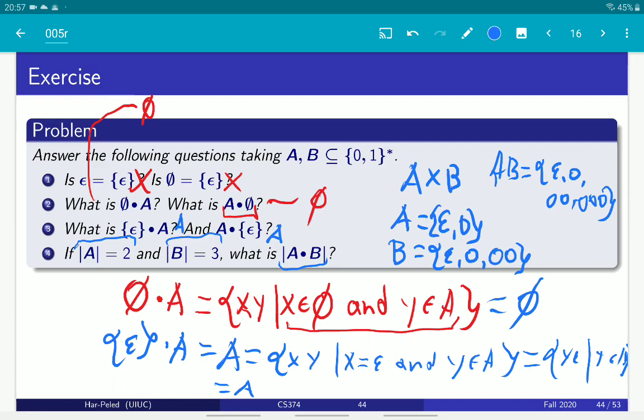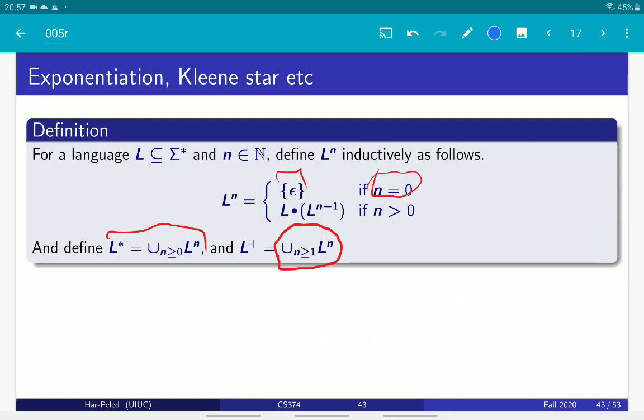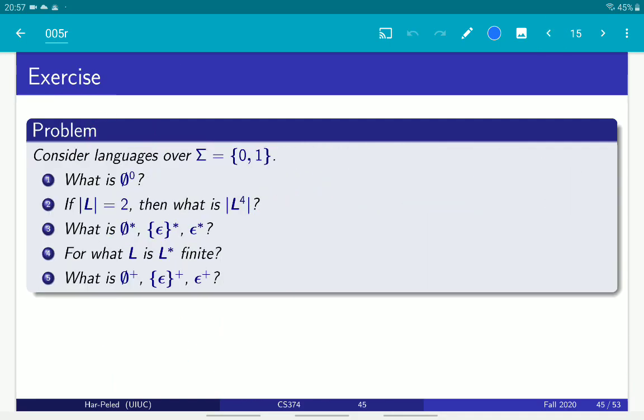Okay, so that was this question. More questions. What about the empty set to the power 0? Well, we defined any language, even if it's an empty language, that if it's raised to the power 0, it's just the language containing the empty string. So that was by definition.